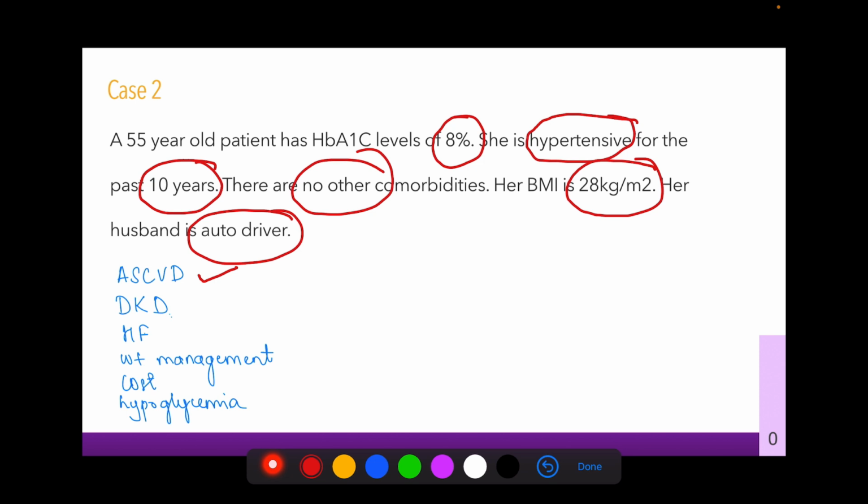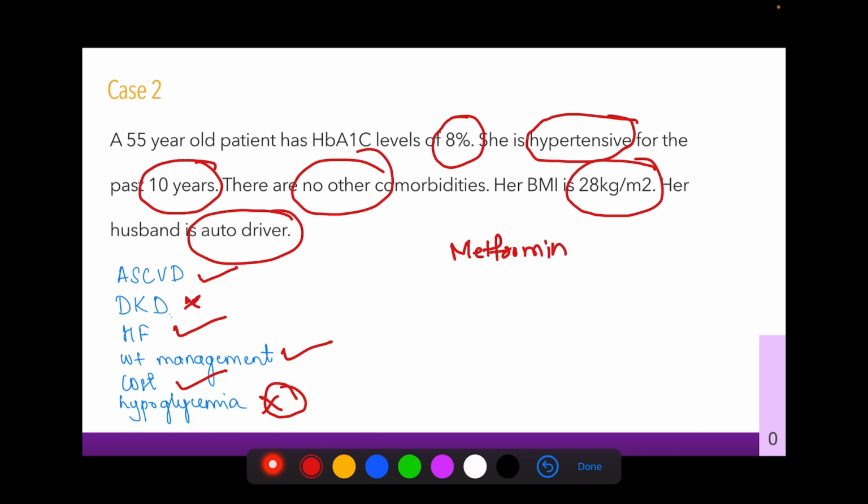Do you want to reduce the risk of DKD? No. What about heart failure? Yes, the patient is hypertensive for the past 10 years. There are high chances that she might have systolic or diastolic failure. Weight management, yes. Cost, yes. Hypoglycemia, no. A young patient, chances of having hypoglycemia are very less. Now, what all can you use? I'll start from the cheaper ones, metformin.